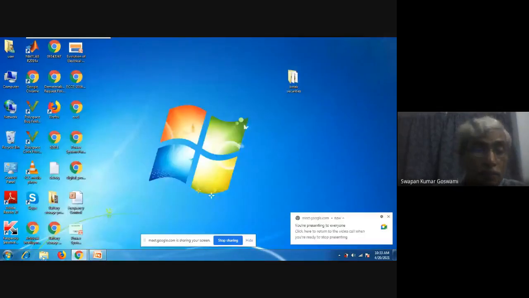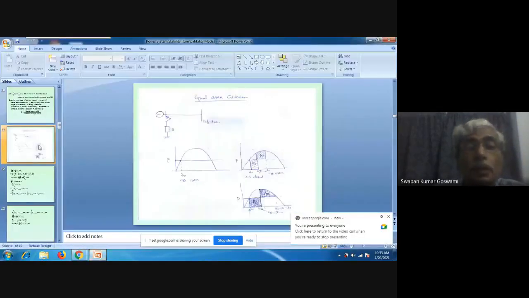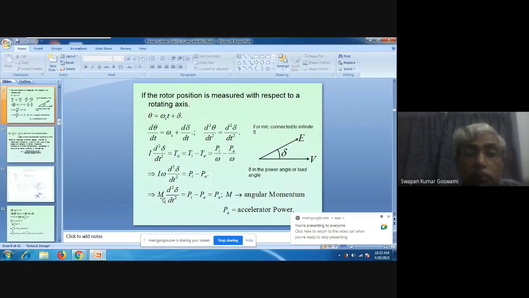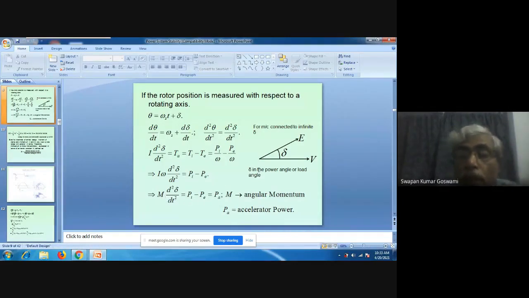Okay, so this is where we finished in our previous lecture. We derived this expression, the swing equation for a synchronous machine, M d²δ/dt² = Pa. Pa is the accelerating power, M is the angular momentum, and delta is the angle between the internal voltage, that means the generated voltage, which is along the quadrature axis of the rotor, and the terminal voltage.